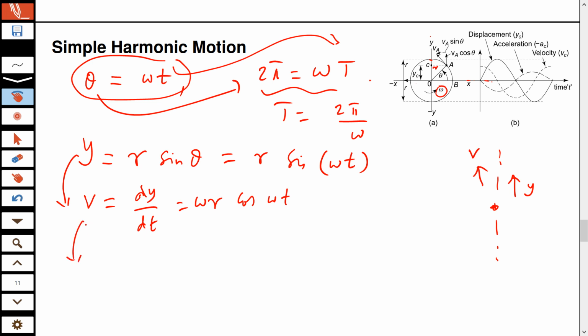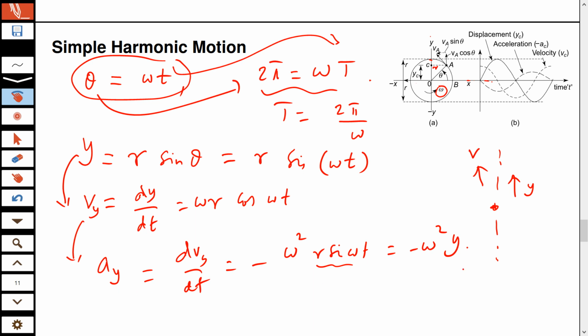And if I differentiate this even further, so the acceleration, I can just say vy, ay in the y direction. It is dvy over dt, और यहाँ पे आपके पास minus omega squared r sin omega t, and r sin omega t I know is y, so minus omega squared y. So you see, we get the same expression. A is proportional to minus y. So definitely the displacement from the x-axis is also simple harmonic motion.